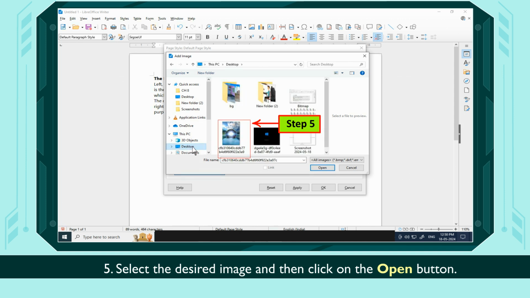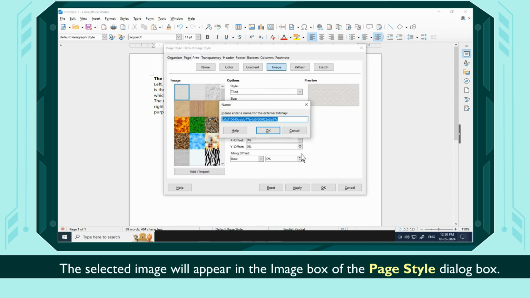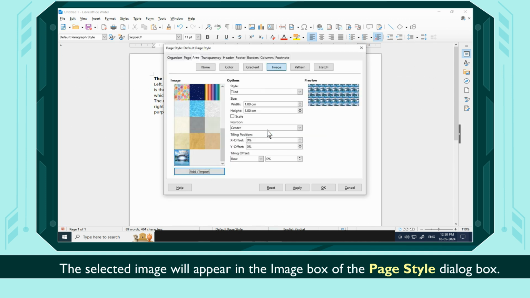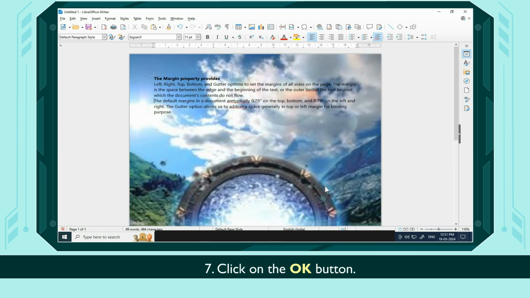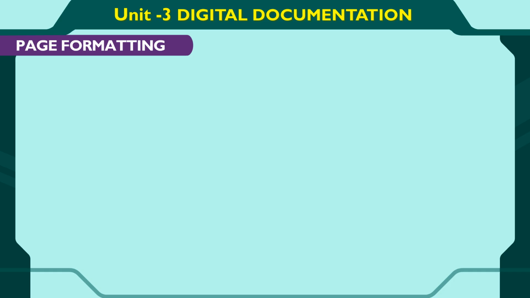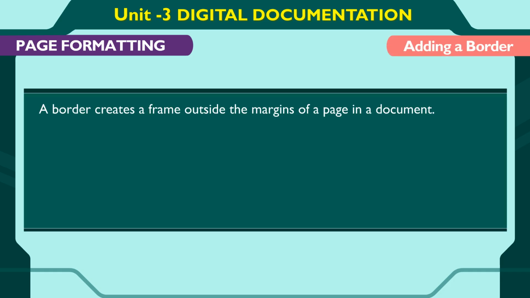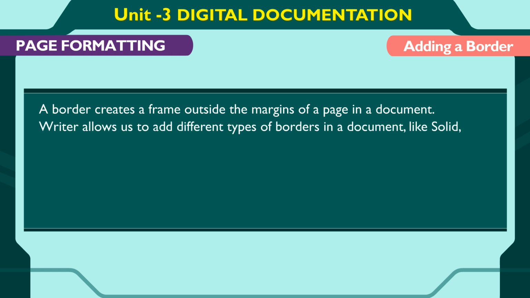4. Click on the Add or Import button to add an image from the computer. The Add Image dialog box appears. 5. Select the desired image and then click on the Open button. The selected image will appear in the image box of the Page Style dialog box. 6. Select the Stretched option from the Style drop-down list. 7. Click on the OK button. The selected image will appear in the document as background.